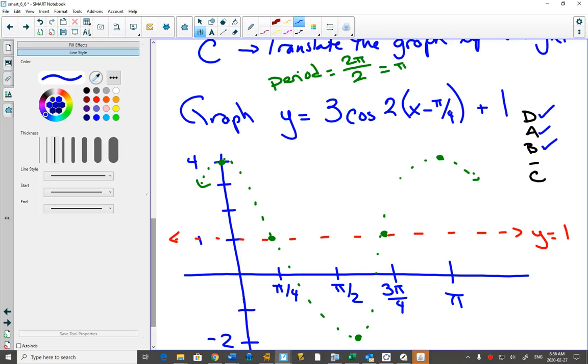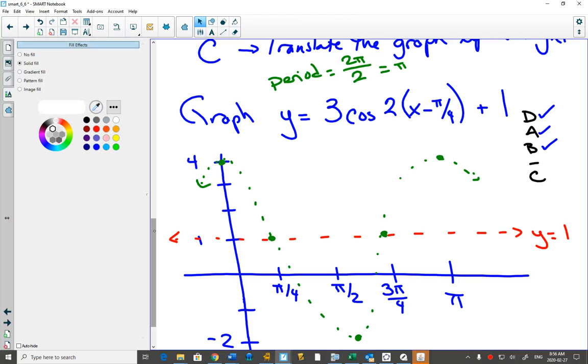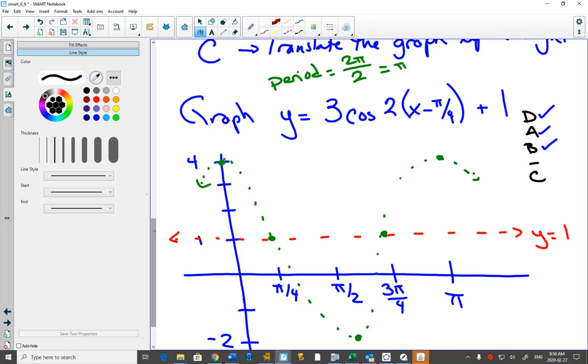And then for our final graph, here we have a phase shift of pi over 4 to the right. This is really nice because we've even got pi over 4 marked already. So this point here is going to shift there. This one will shift to here. Shift 1 over, shift 1 over, shift 1 over.